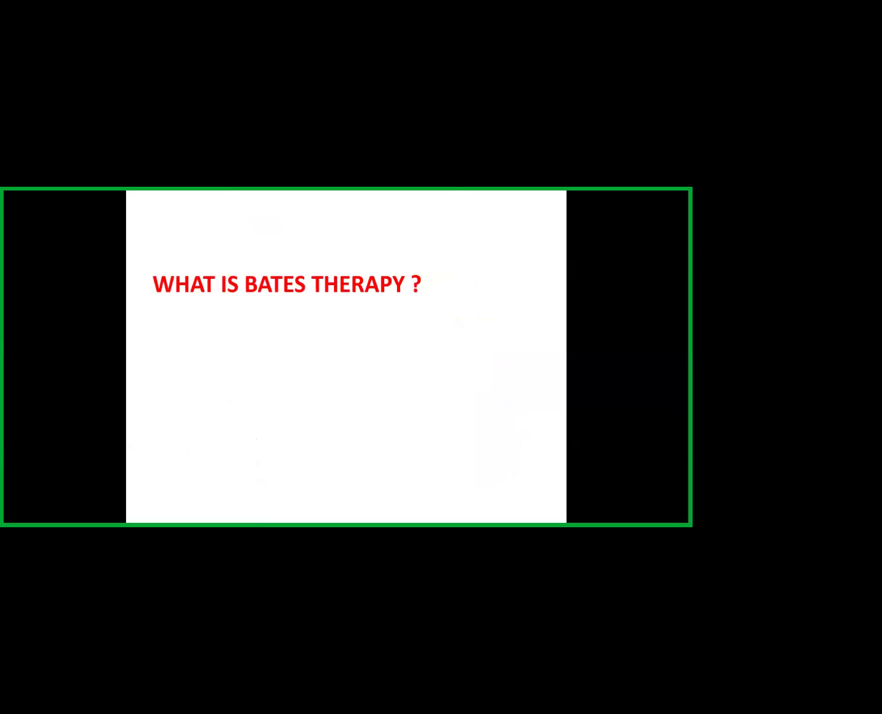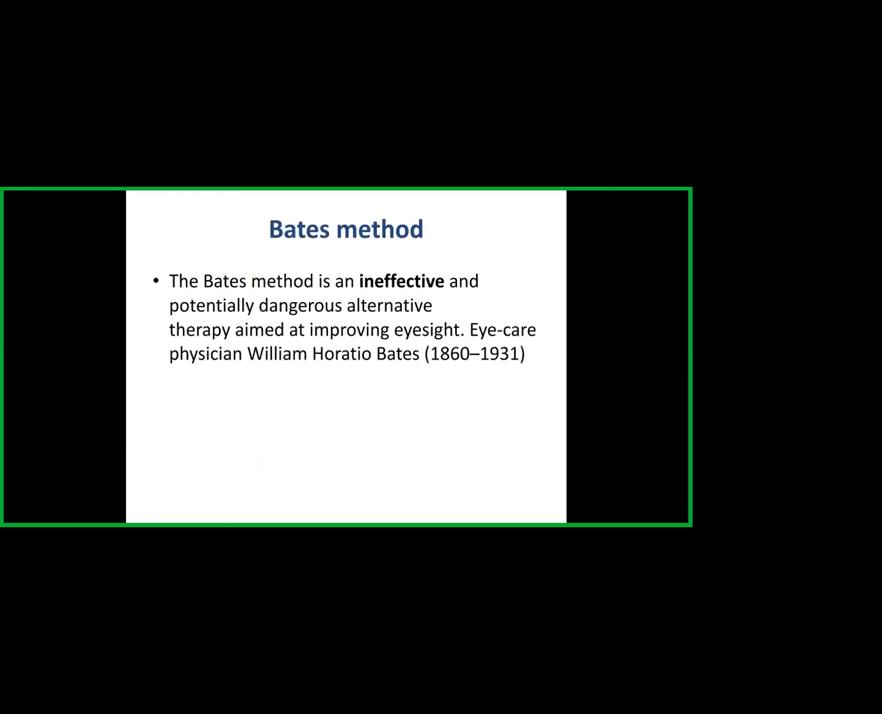So first we will see what Bates therapy is. Bates therapy is an ineffective and potentially dangerous alternative therapy aimed at improving eyesight. Why I highlighted the word ineffective is that Bates therapy is actually banned in so many countries. It was developed by William H. Bates in the early 1930s, but this method is banned in many countries because of its strategies. We'll go through its strategies.